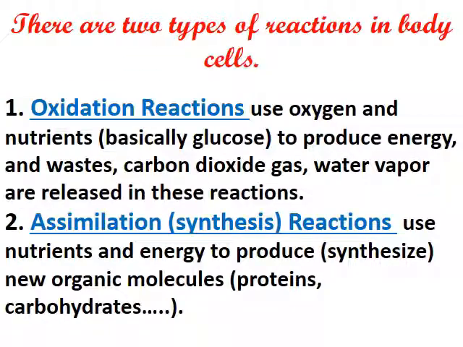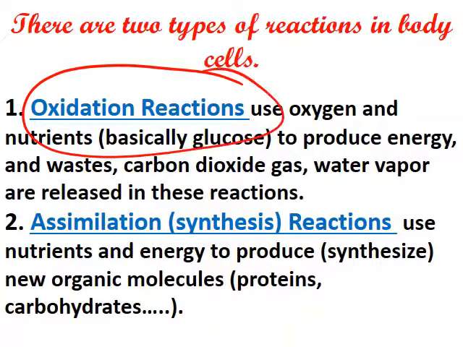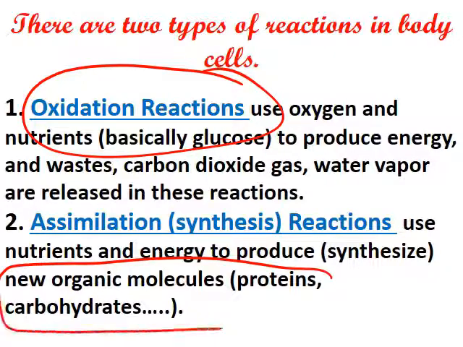And we have two types of reactions in the body cells: the oxidation reaction and the assimilation reaction. Oxidation uses oxygen and nutrients, basically glucose, to produce energy. Waste, carbon dioxide and water vapor, are released during the oxidation reaction, while in assimilation, they use nutrients and energy to produce or synthesize new organic molecules like proteins and carbohydrates.